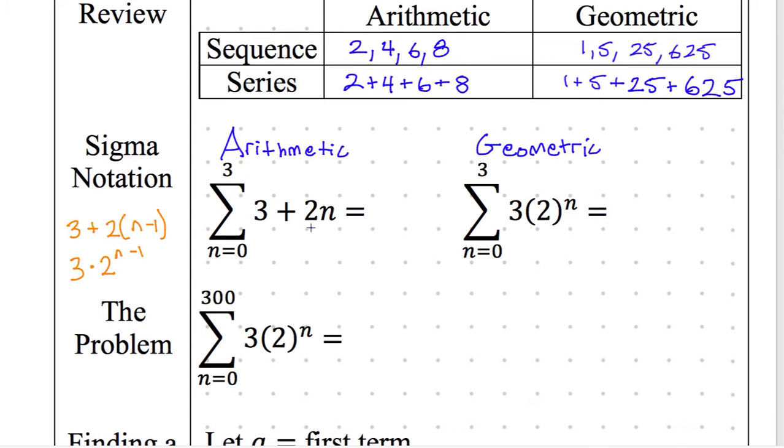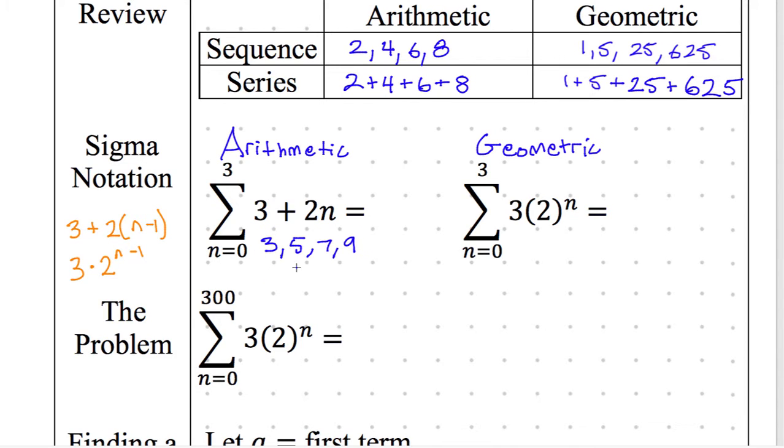When I plug in these values, you did this for the warm-up, so I can be very fast about it. I plug in 0 first. 2 times 0 is 0, plus 3 is 3, so the first value is 3. Then I go to the next index, 1. 1 times 2 is 2, 2 plus 3 is 5. You'll notice that you keep increasing by 2. 3, 5, 7, and then you go all the way to the last value: 3 times 2 is 6, plus 3 is 9.